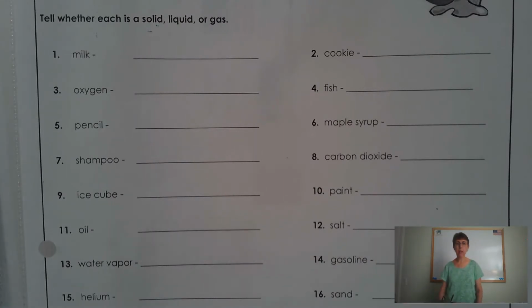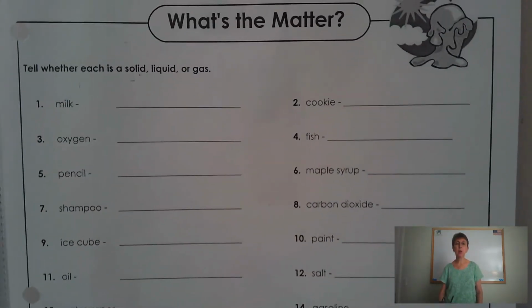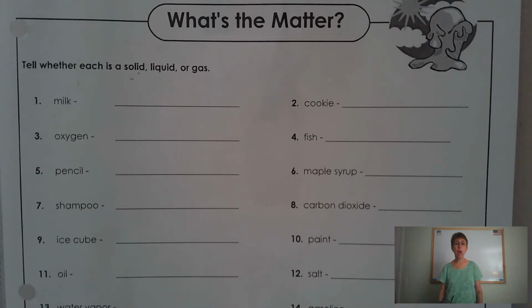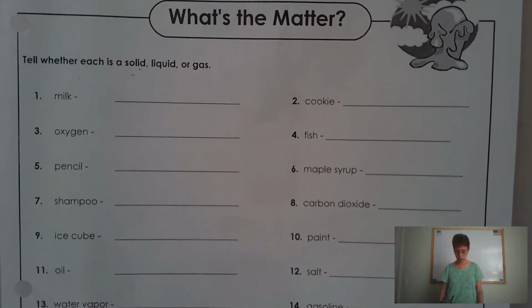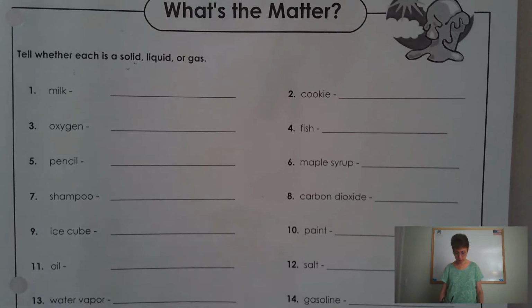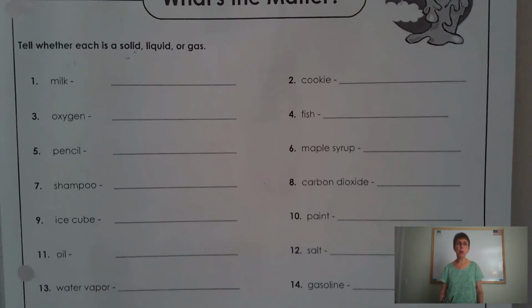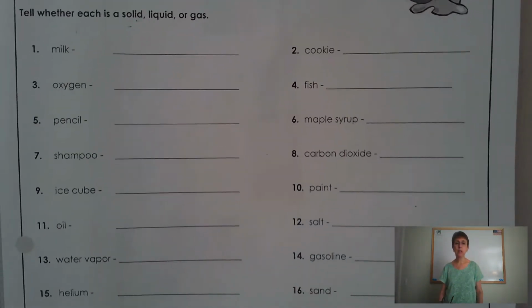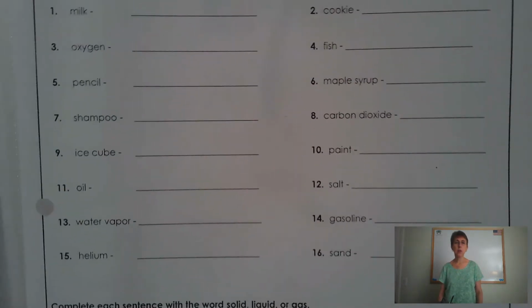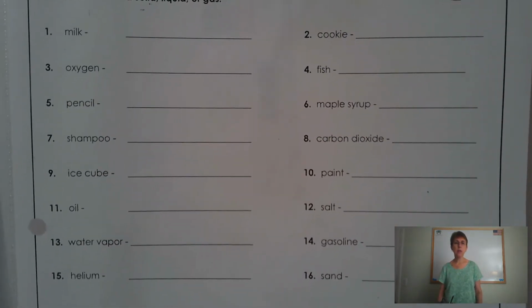We're going to be taking a look at this together, and it's called What's the Matter? We need to take a look at each item listed 1 through 16 and just determine whether it is an example of a solid, a liquid, or a gas. So let's go through this together. First we have milk: solid, liquid, or gas?